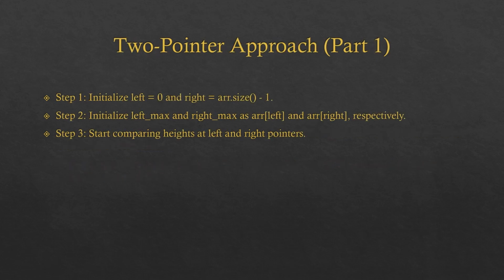We initialize two pointers, left starting at index 0 and right starting at the last index of the array. We also initialize left max and right max to be the first and last elements of the array respectively.